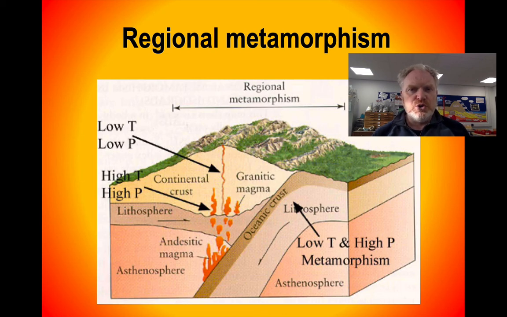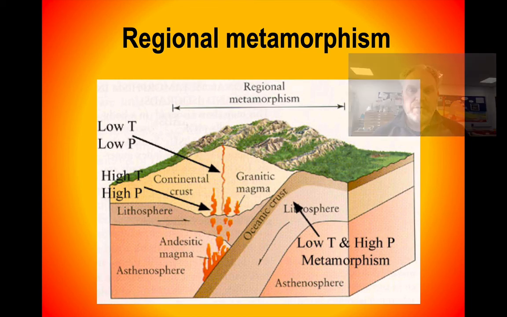Now, there are some unusual types of regional metamorphism, particularly associated with plate boundaries, where we can get higher pressures with lower temperatures, with the pressure coming from the compression caused by the plate movement. We can get a specialist type of rock that's relatively unusual called blue schist in those type of environments.